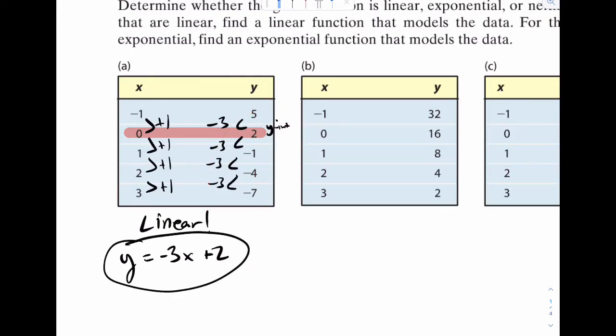And that definitely checks out. If I plug in 1, I get negative 1. If I plug in 2, I get negative 4. If I plug in 3, I get negative 7. So this is definitely good to go.